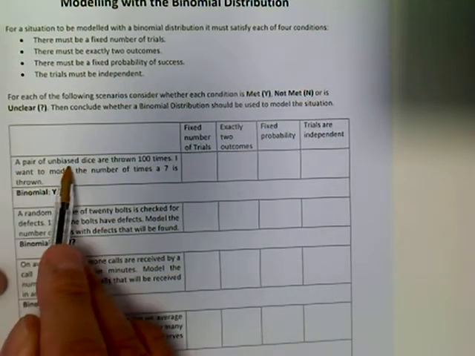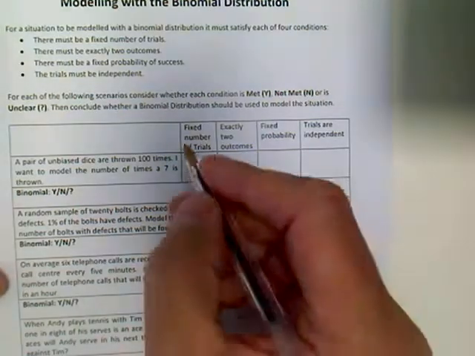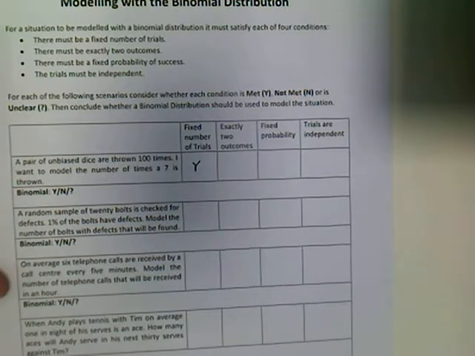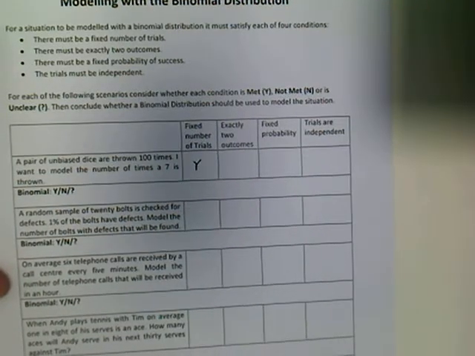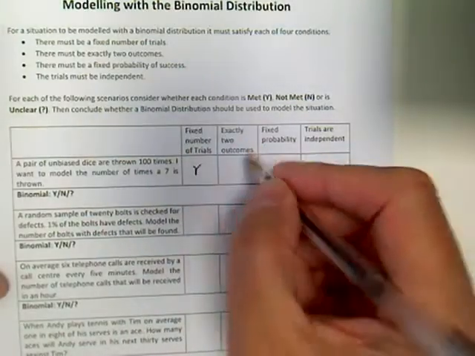So I've got a pair of unbiased dice that are thrown 100 times. I want to model the number of times a 7 is thrown. The first thing is I am throwing some dice 100 times, so I've got a fixed number of trials. The number of times I'm doing this is 100, so that's set. Exactly two outcomes: I'm looking to model the number of times a 7 is thrown, so what I'm interested in is whether a 7 is thrown or whether a 7 is not thrown. Those are the only two things that can happen, either a 7 or not a 7.